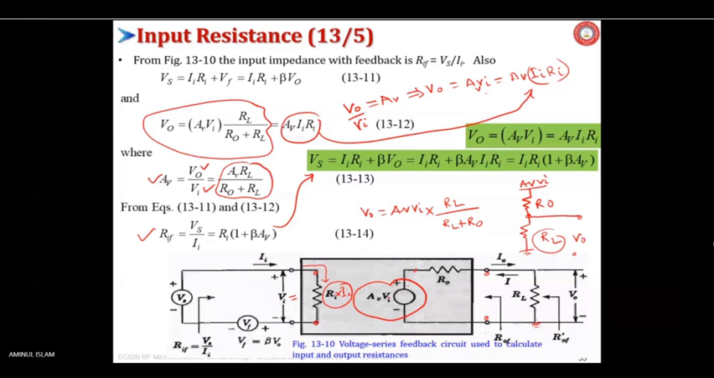Yes, last equation 13-14. Can it be written? Yes, sir. It can be written. Understood? Yes, sir. These green highlighted equations will be helpful to you. So, should I go ahead for the next slide?